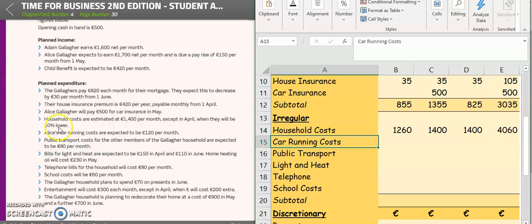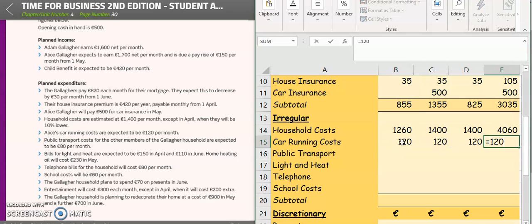The next one, car running costs. Alice's car running costs are expected to be 120 per month. So each month you're going to put in 120. Then you're going to add them up. So you get 360. Public transport then. Public transport costs for other members of the Gallagher household are expected to be 80 per month. So it's 80, 80, and 80. You're going to add them up, 80 plus 80 plus 80, so it gives you 240.